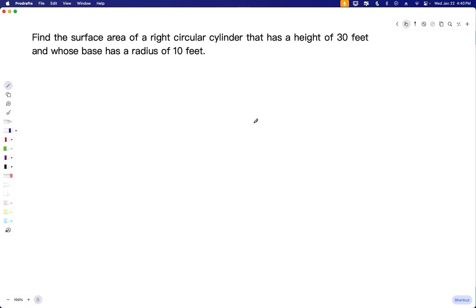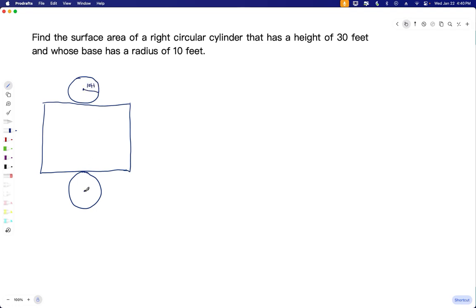We're going to find the surface area of a right circular cylinder that has a height of 30 feet and whose base has a radius of 10 feet. So we're going to picture that, right? That is a circle on top with a rectangle in the middle and a circle on the bottom. Remember the soup can that we talked about? This is like the label that wraps around the soup can. That is the lateral surface area, the side surface area. And then you have a top and a bottom. So remember, it's got the radius of 10 feet on both of these. So these are going to be identical circles.